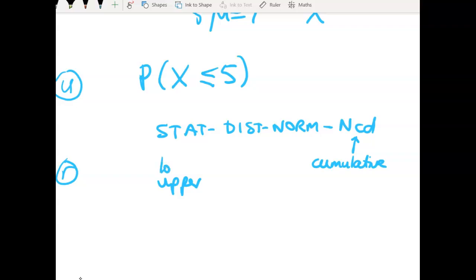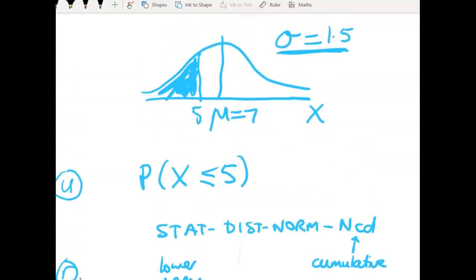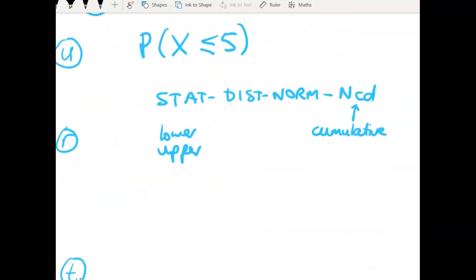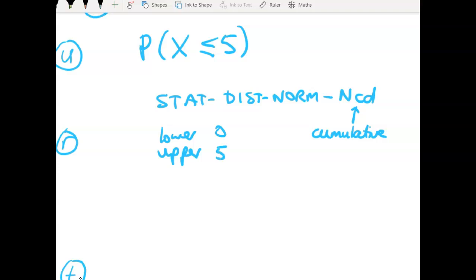So we've got lower and upper. That refers to the numbers that we want on here. So my lower in this case is, well, in theory this goes on forever, but actually it would be fine to put 0. 0 is so far away from 7 that there's going to be basically no area out there anyway. So I'm going to put lower is 0 and upper is 5, and then mu is 7, sigma is 1.5, and then we hit EXE.